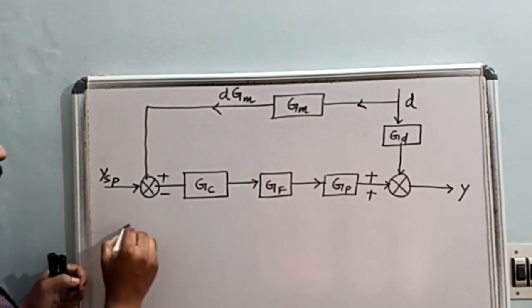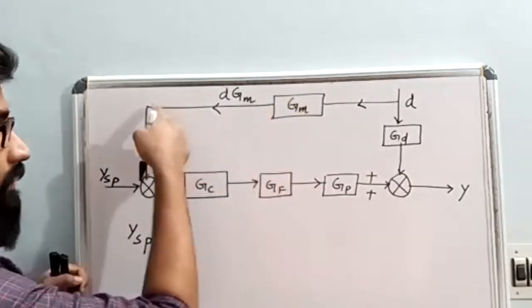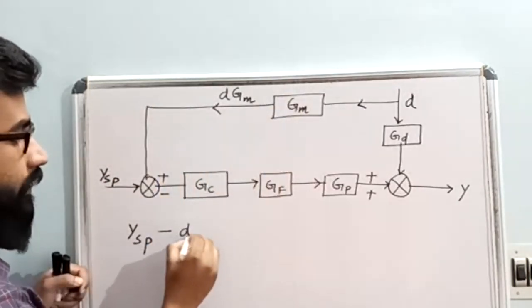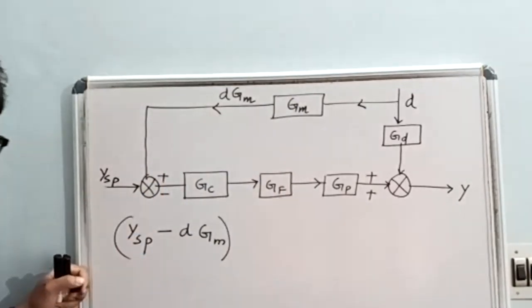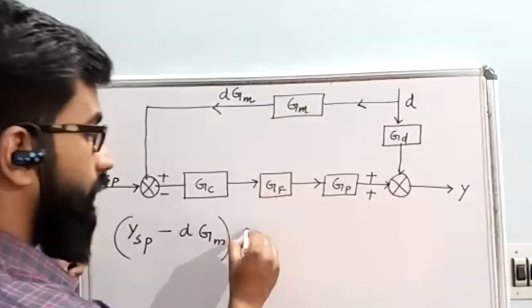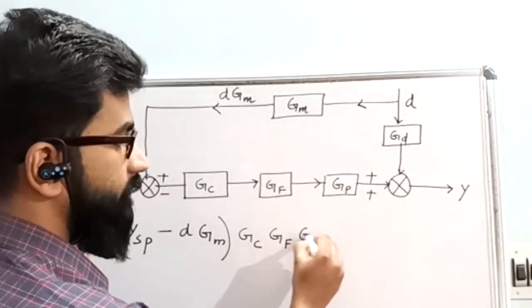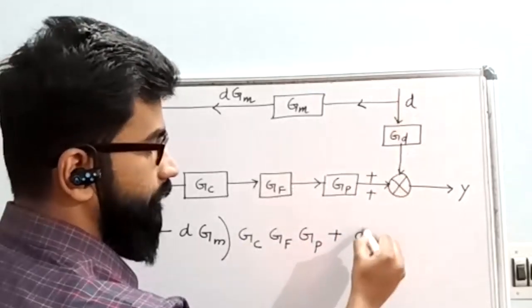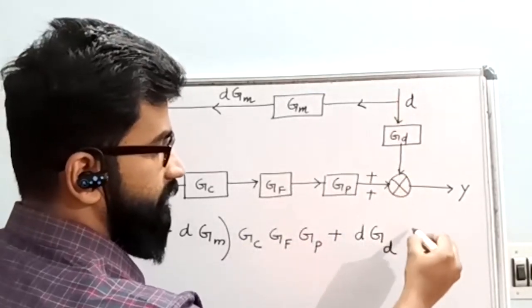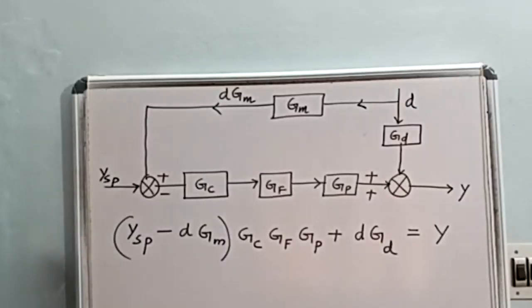So first of all, YSP minus DGM is compared here. The disturbance into the measuring transfer function, DGM, is compared, and it is multiplied with our controller transfer function, final control element transfer function, process transfer function, plus DGD. GD is the disturbance transfer function, so this will be equal to Y. This is our basic thing, our basic feed forward controller.